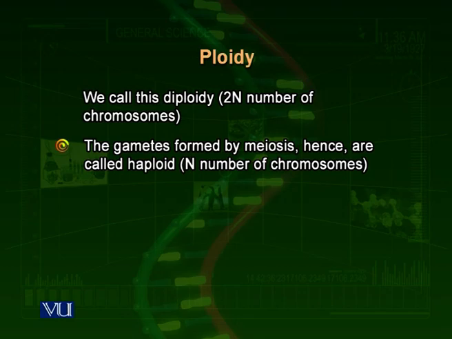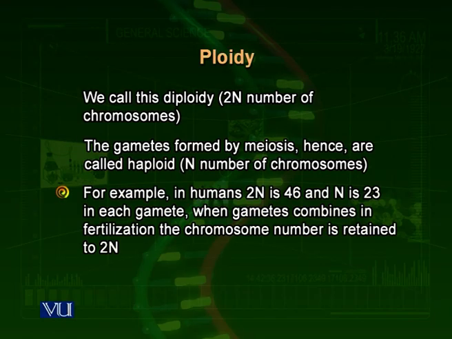But some plant cells have even more sets of chromosomes. For example, if they have 18 chromosomes, these are divided into 3 sets. We can call them triploid, that is, triploidy, 3 sets of chromosomes. There are different types of plants which have even more sets of chromosomes. We call them polyploids, and we call this phenomenon polyploidy.